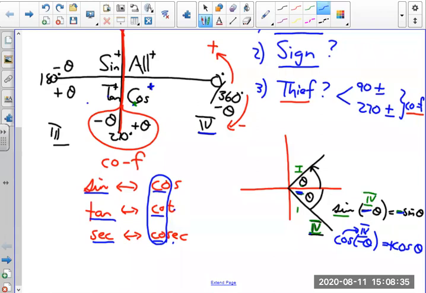And then if I give you a tan of minus theta, where are you? Minus theta is in the fourth quadrant. In the fourth quadrant, tan is negative, so it changes to negative tan theta.